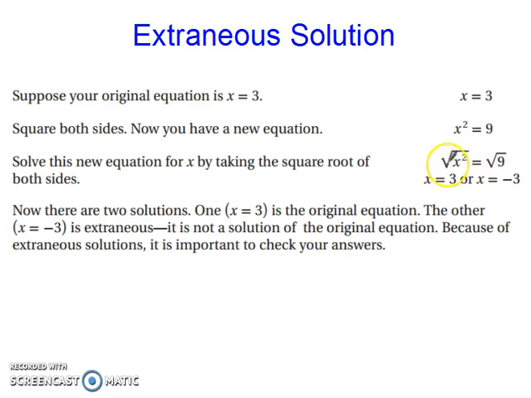Well, the action of taking the square root of something, you don't necessarily know whether it was 3 or negative 3. Now there are two solutions. One is x equals 3, the original equation. The other, x equals negative 3, is extraneous. It is not a solution of the original equation. Because of extraneous solutions, it is important to check your answers.